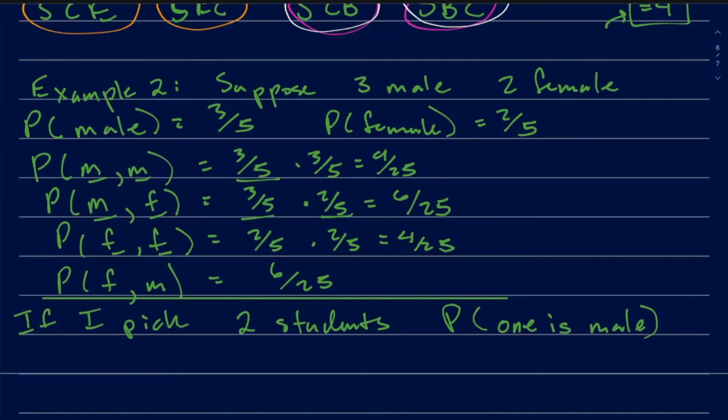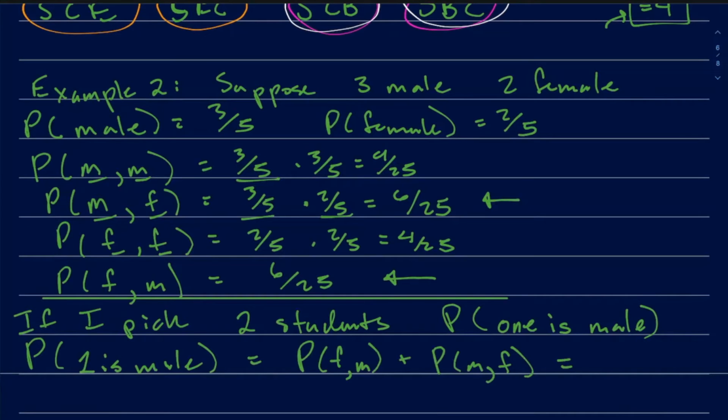Not exactly. What are the 2 scenarios when one of the students is male? There are 2 scenarios. One is this one right here. The other one's this one right here. So in other words, the probability that one is male is the probability that I picked a female first and then a male, plus the probability that I picked a male and then a female. And that would be what? 6 out of 25 plus 6 out of 25 would be? So we're adding the 2 probabilities. So the probability that one of the students is male would be 12 out of 25. Everybody got that?